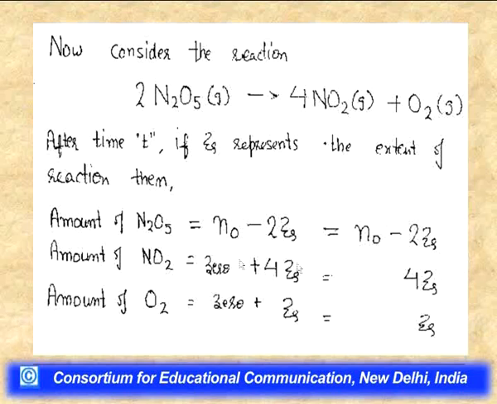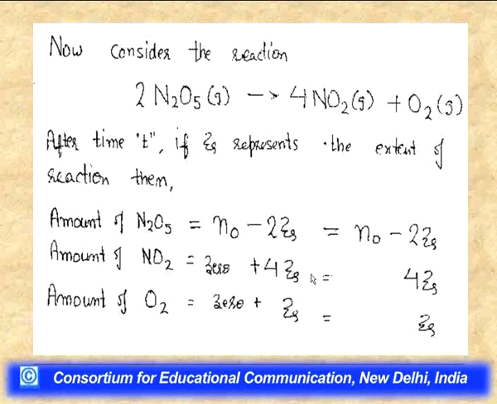Initially there was no nitrogen dioxide present in the system. So, we have taken its initial amount as 0, plus now we can add to this, after time t, whatever is formed due to the decomposition of dinitrogen pentoxide, since nitrogen dioxide gets formed.